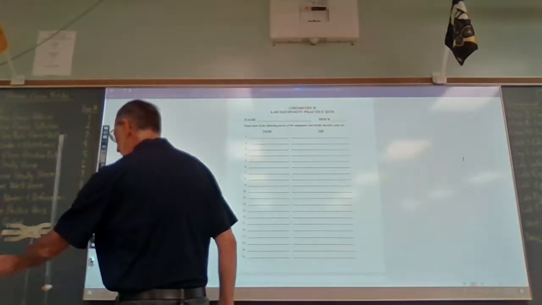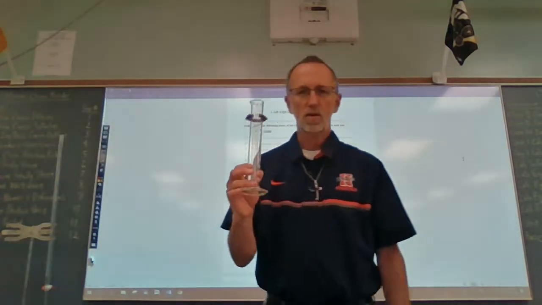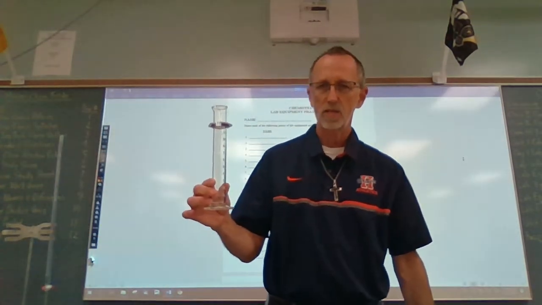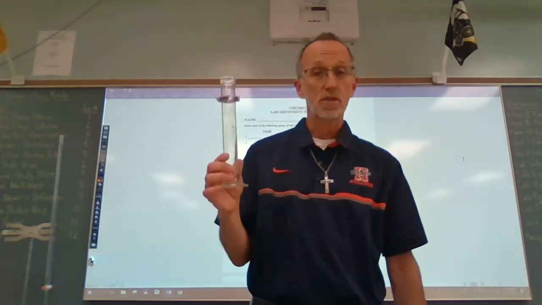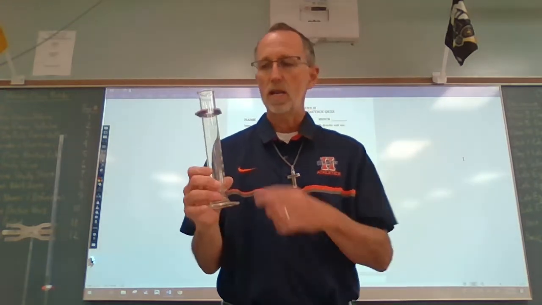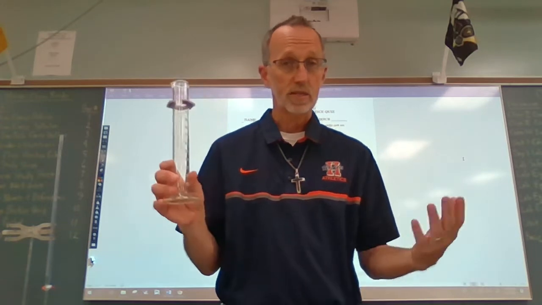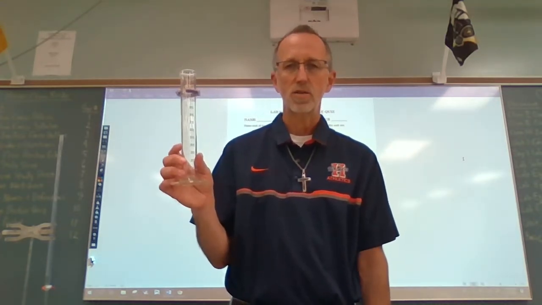13 we've already talked about. This is a graduated cylinder. This is used to measure volume. And again, like on a burette, the individual little lines on here are called graduations. That's why it's called a graduated cylinder. And those then allow us to get an accurate measurement.